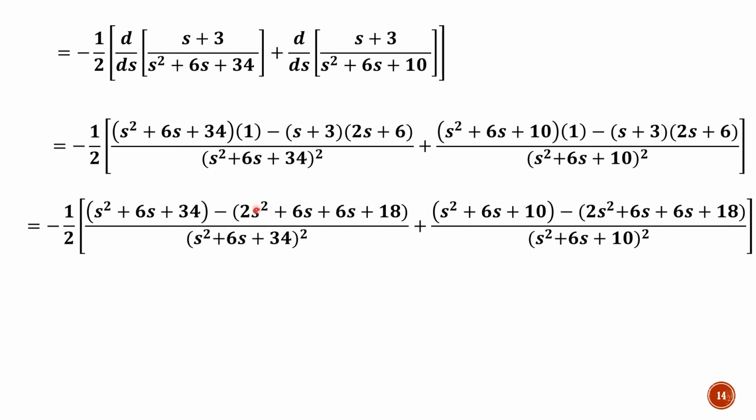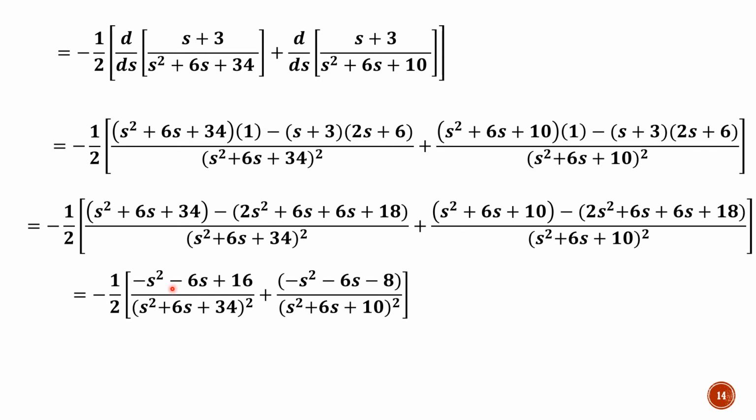Now collect the coefficients of s square, s and the constants. So here we have s square minus 2s square, so we will have minus s square. 6s minus 12s, so minus 6s. 34 minus 18 is 16, upon denominator same.